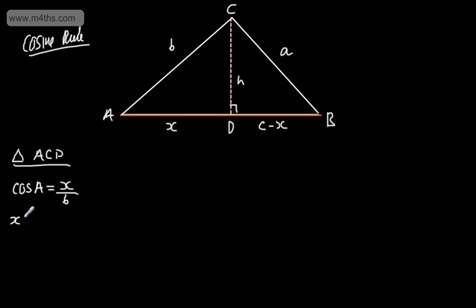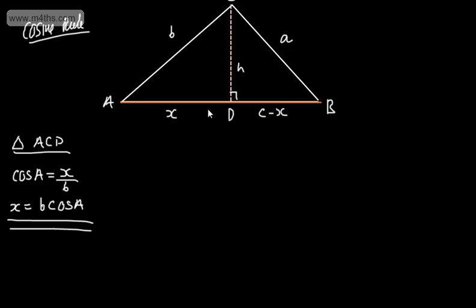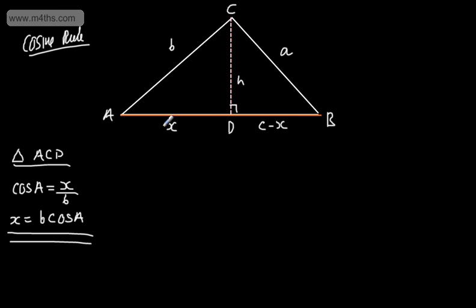So x will be equal to b cos A. If we now consider in the same triangle right here, we can see using Pythagoras that now x squared plus h squared will be equal to b squared. So we can write that down. We can say from here now that b squared will be equal to x squared plus h squared. And that's just using basic Pythagoras.